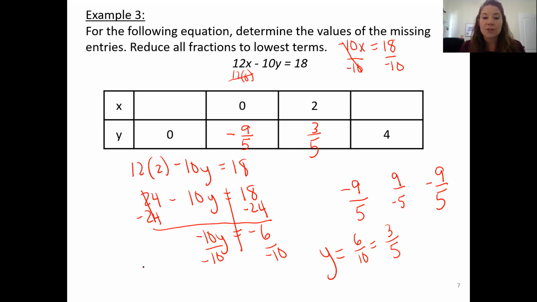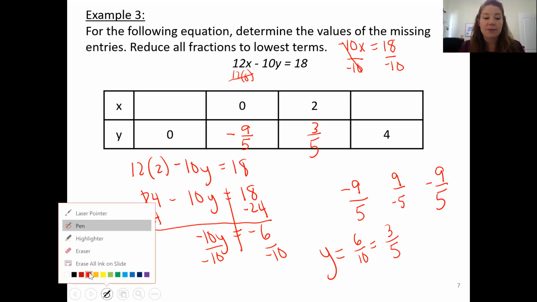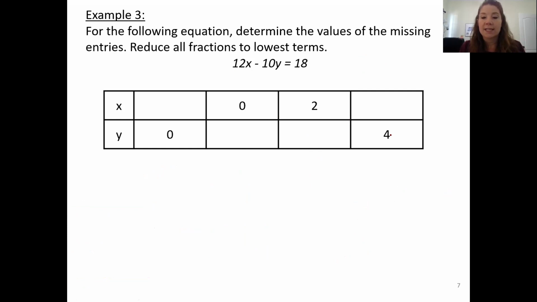All right, one more on this screen. I'm going to get rid of all this stuff so we have more room. You can always back it up and get the answers. All right, what about when y is 4? So make sure you're substituting in for the right variable. So this time we're going to bring down our x. We're going to multiply 10 times 4.